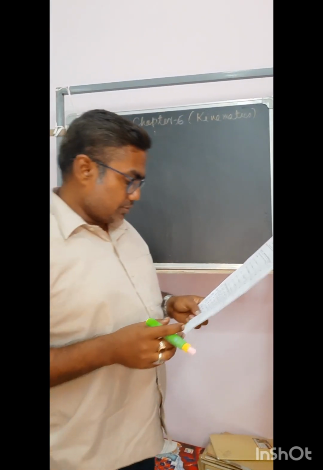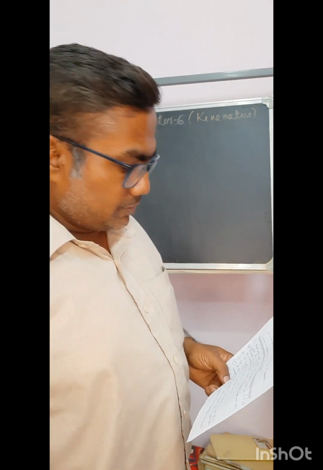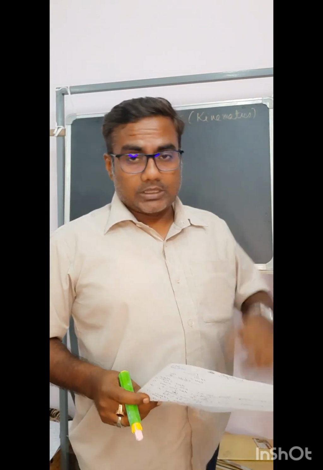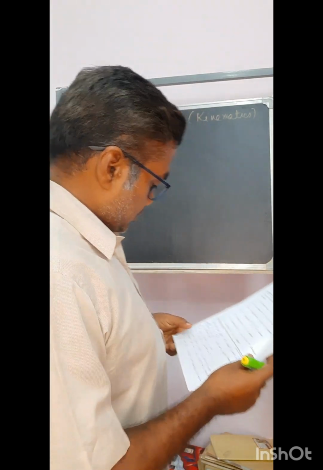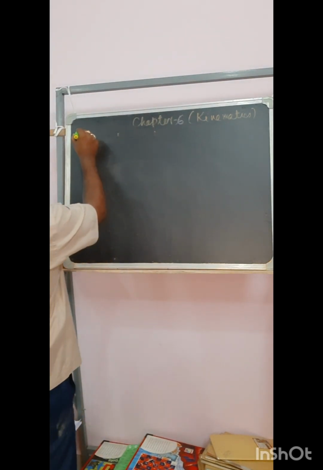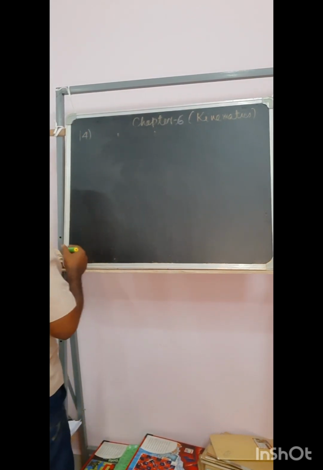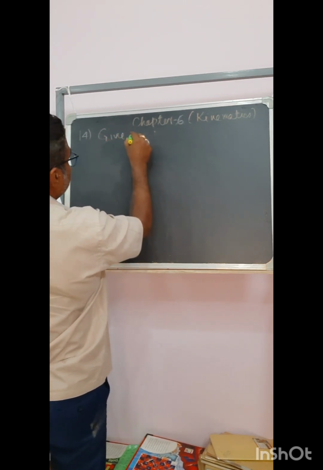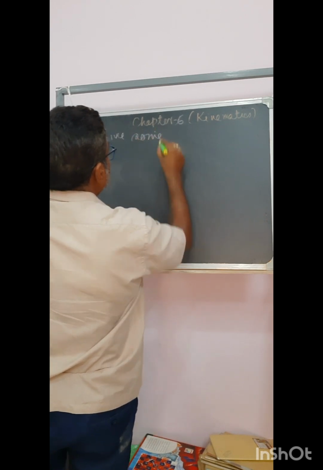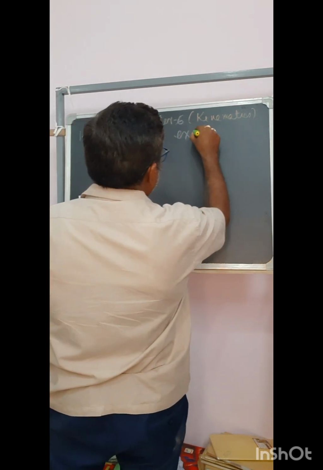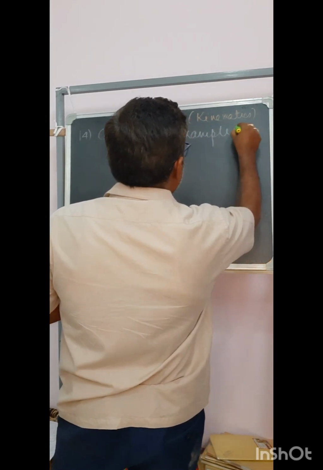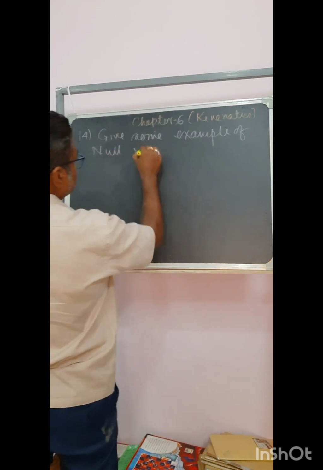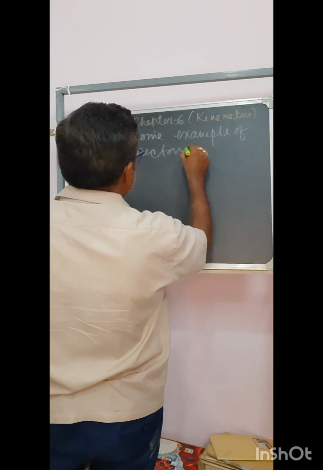Chapter 6, or probably the last chapter on problem solving on kinematics. Okay, so now I'll move to number 14. Here they have asked to give some examples of null vectors. So what are the null vectors?